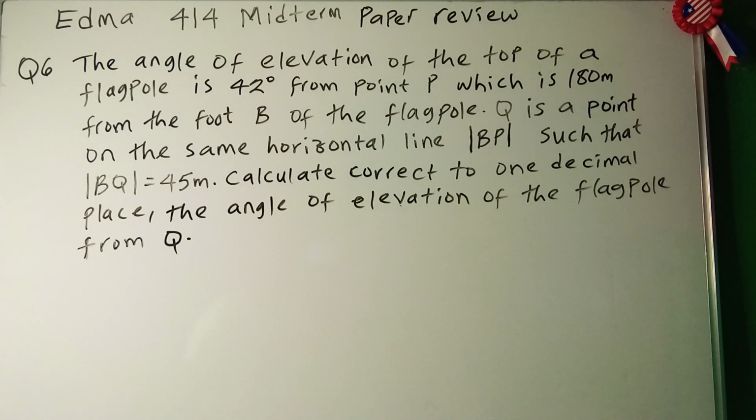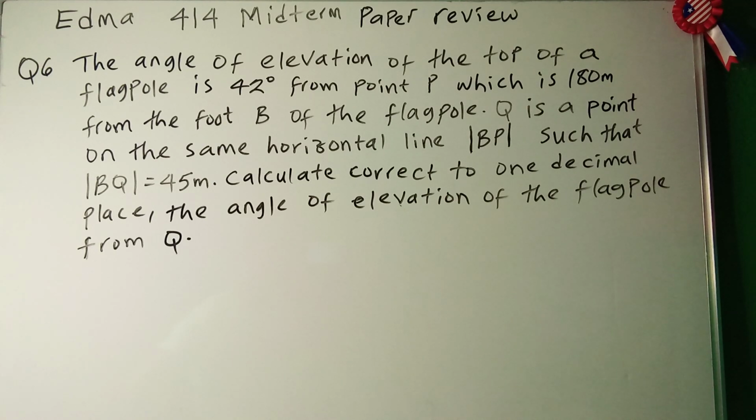The angle of elevation of the top of a flagpole is 42 degrees from point P, which is 180 meters from the foot B of the flagpole. Q is a point on the same horizontal line BP such that BQ is 45 meters. We were told to calculate, correct to one decimal place, the angle of elevation of the flagpole from Q.